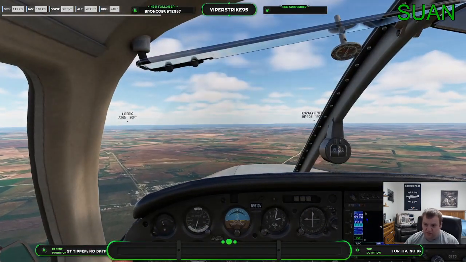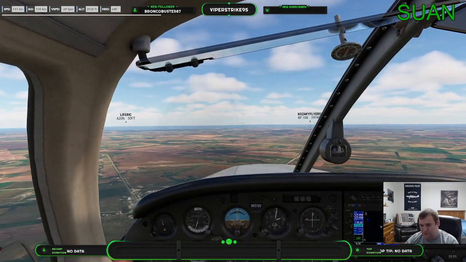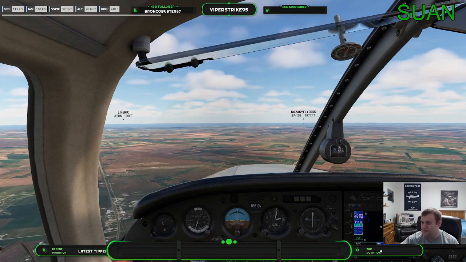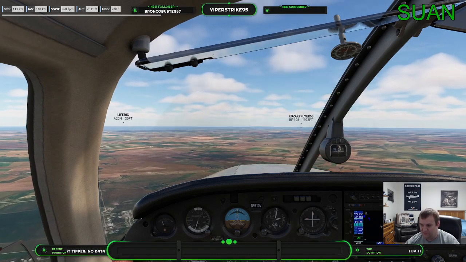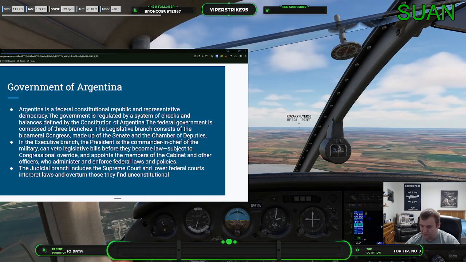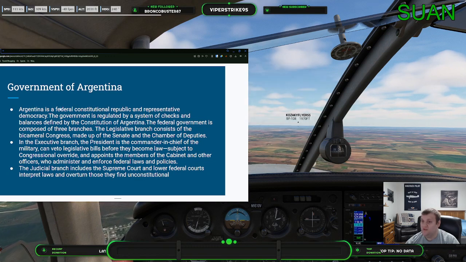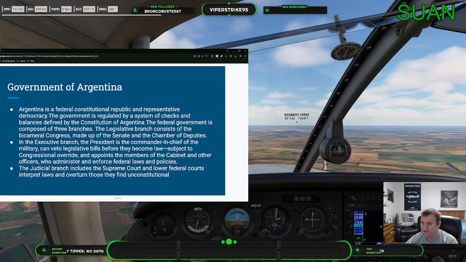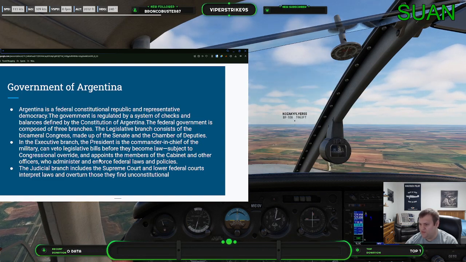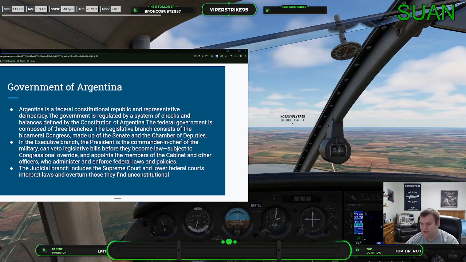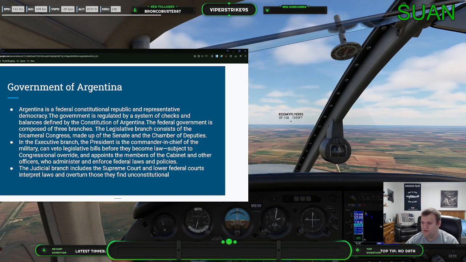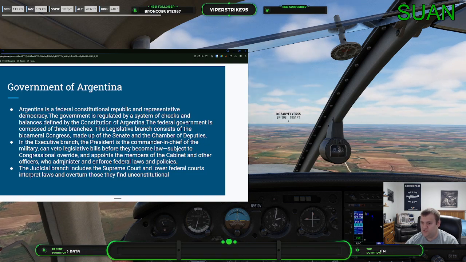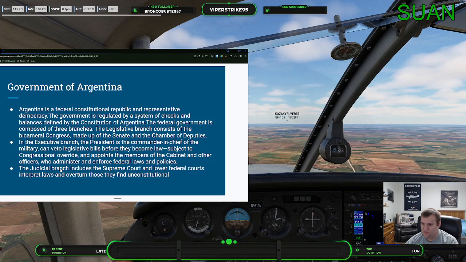So we don't have much farther until we get to Buenos Aires. We're actually just 700 miles left to go. So let's go ahead and talk about the next slide here on this list, and let's talk about Argentina's government. Argentina, government-wise, is a federal constitutional republic and a representative democracy regulated by a system of checks and balances by the Argentine Constitution, the country's supreme legal document. The seat of government is in Buenos Aires. Suffrage is universal, equal, secret, and mandatory.